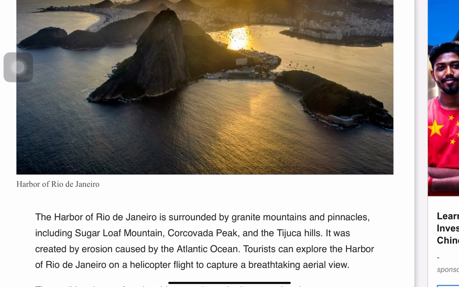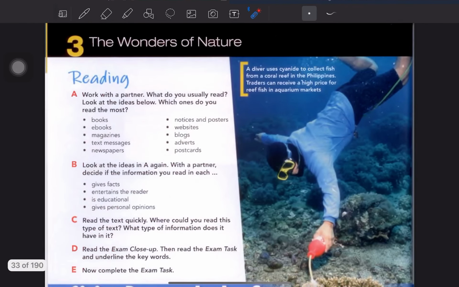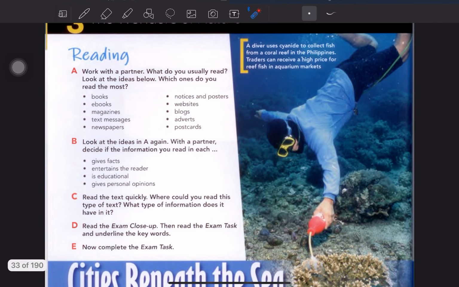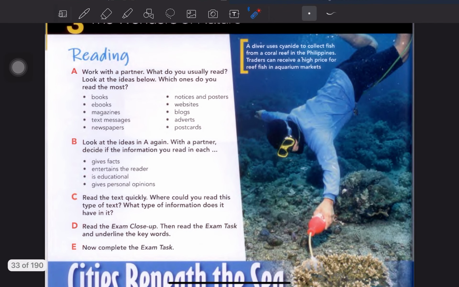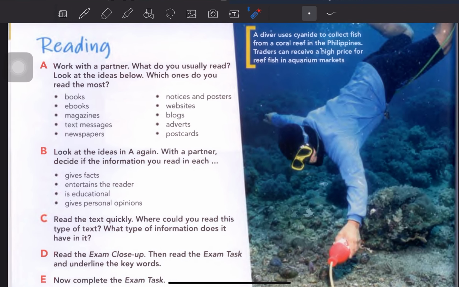Now let's go back to your textbook. Alright, for reading activity for today, we are going to do activities A, B, and C. For activity A, let's take a look.